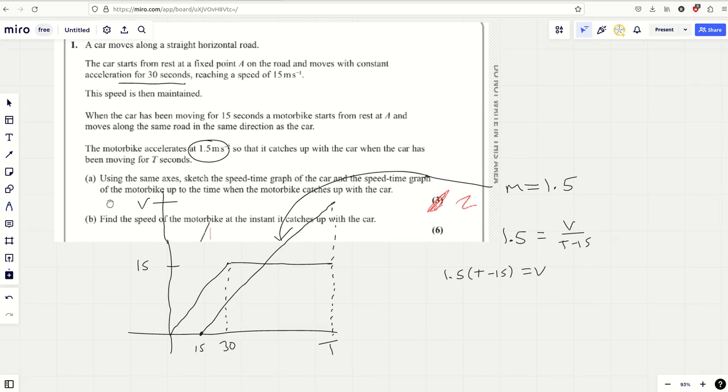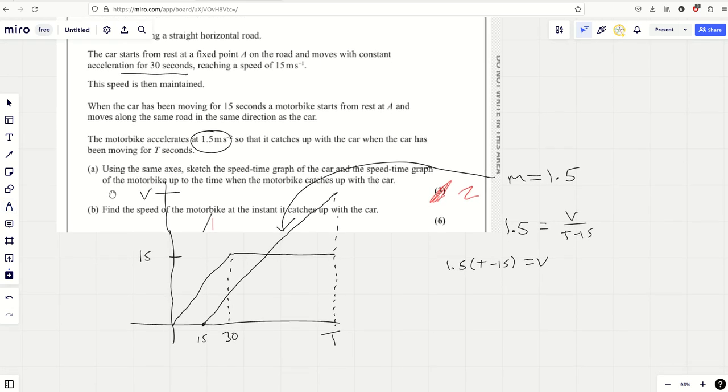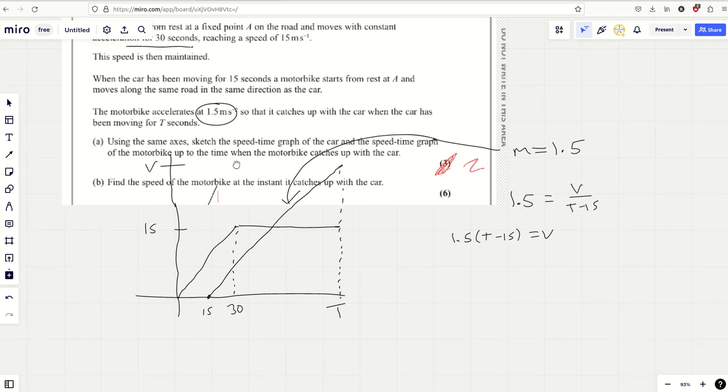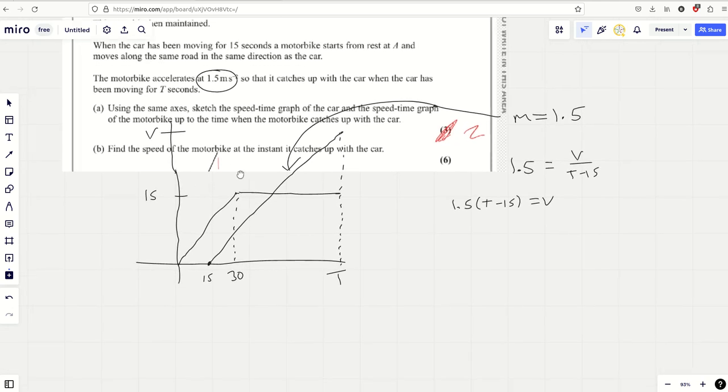Can I just check as well? Yeah. I've sort of rushed through this slightly. When the car's been moving for 15 seconds. Yeah, that's cool. No, this is cool. Yeah, it's quite a tricky question.